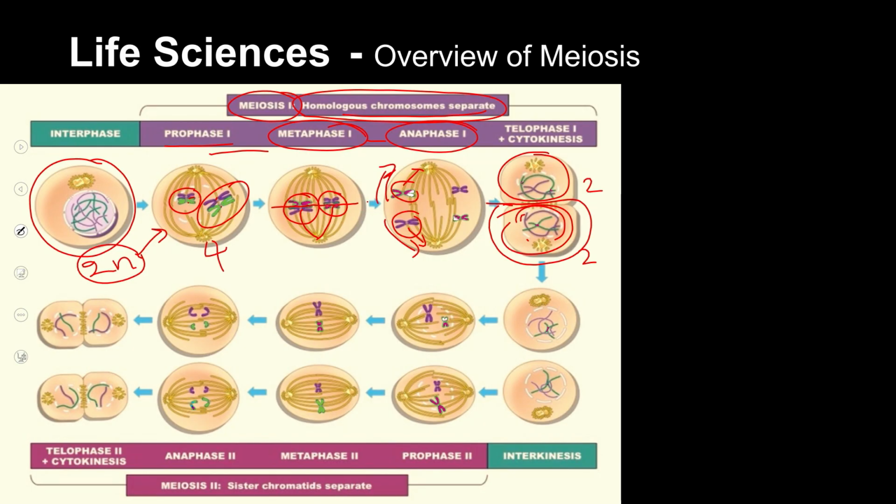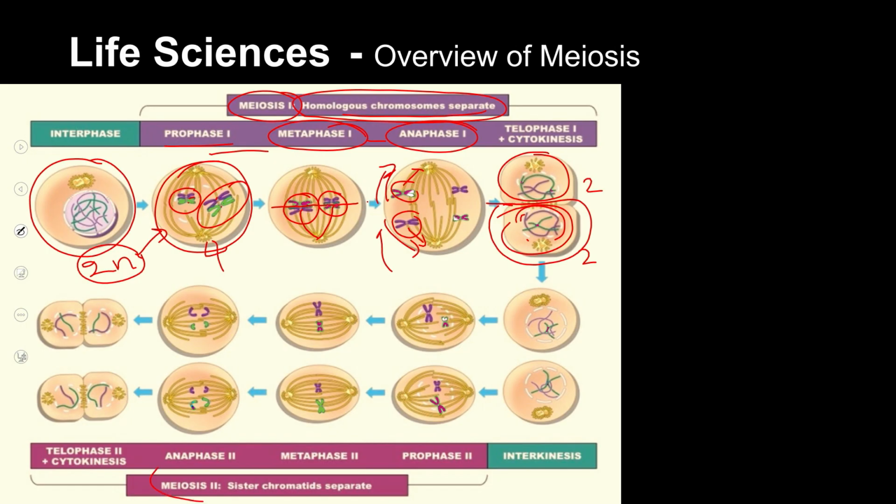It's also important that we recognize that variation happens in this process, and it happens in 2 significant places. It happens during crossing over and during the independent assortment of these chromosomes when they move apart randomly. These are important processes which create variation in the gametes at the end.